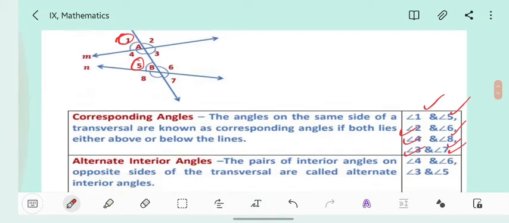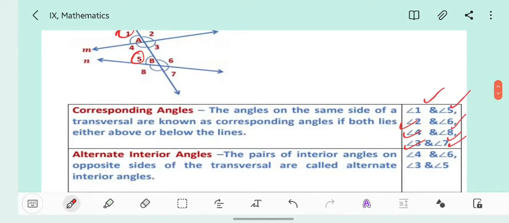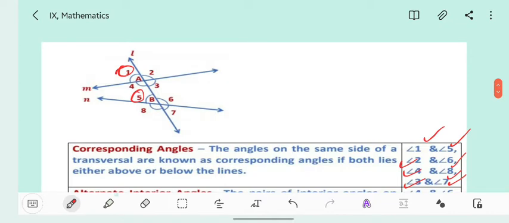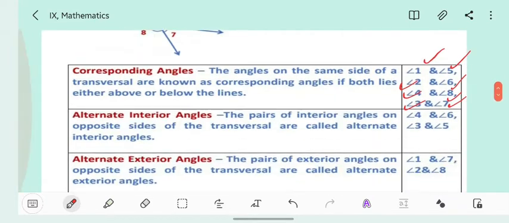So 1 and 5, 2 and 6, 4 and 8, and 3 and 7 are the corresponding angles. Next one is alternate interior angles. Alternate means cross angles, and they're talking about the interior region. So we talk about this interior region. If you look closer, angle 4 and angle 6 are interior alternate angles. Angle 3 and angle 5 are alternate to each other, so they are alternate interior angles.